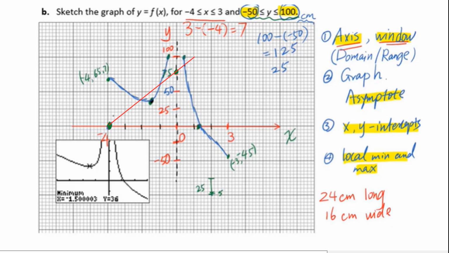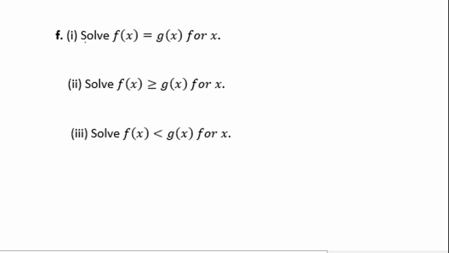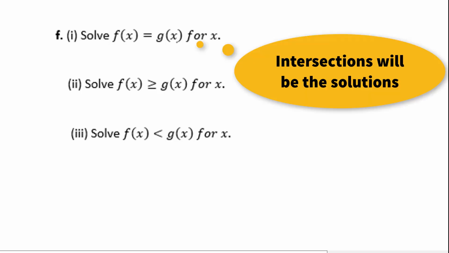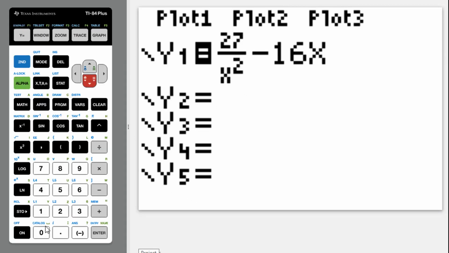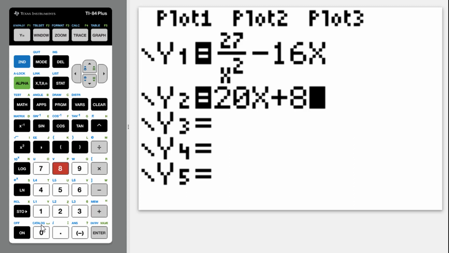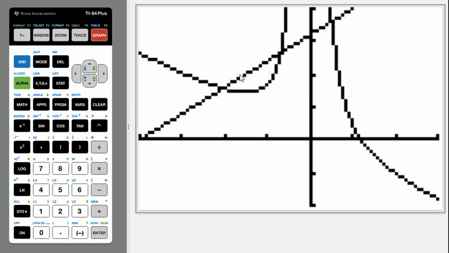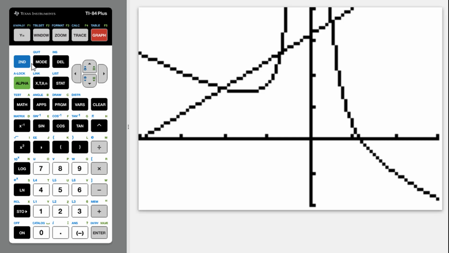You could say there are 3 intersections. Let's go to F. Solve f of x equals g of x for x. From the graph, we could say there are 3 intersections. We will use the graphing calculator to figure out the intersections. So go to the graphing calculator, go to Y2, we put in 20x plus 80. Then graph. We will figure out these 3 intersections.